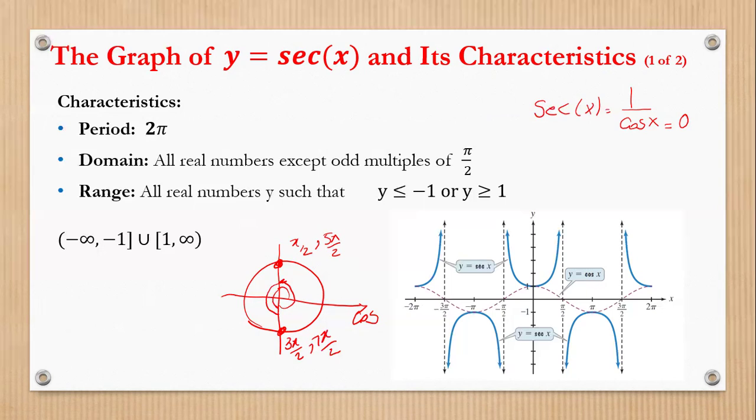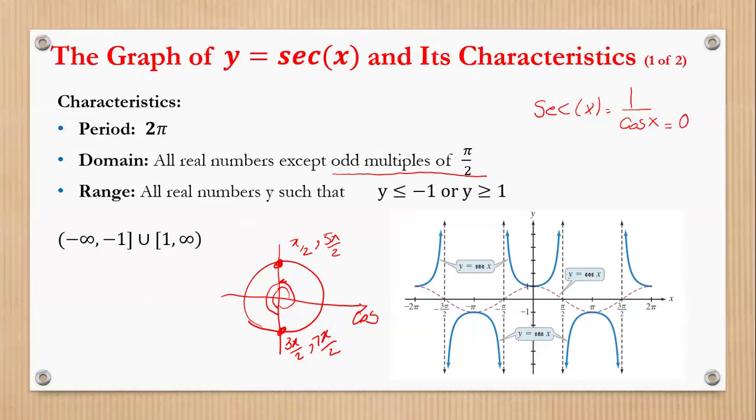And if you look at these numbers, it's 1 pi, 3 pi, 5 pi, 7 pi over 2. So that's why we call them the odd multiples of pi over 2. Any odd multiple of pi over 2 makes the cosine 0, and they cannot be in the domain, and they are the exact asymptotes of the secant function.